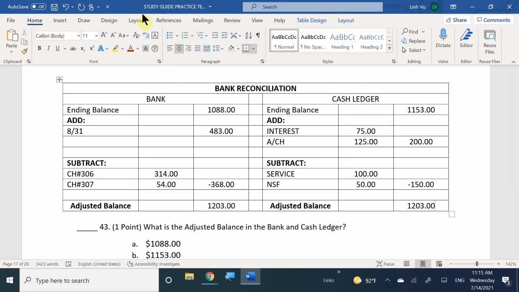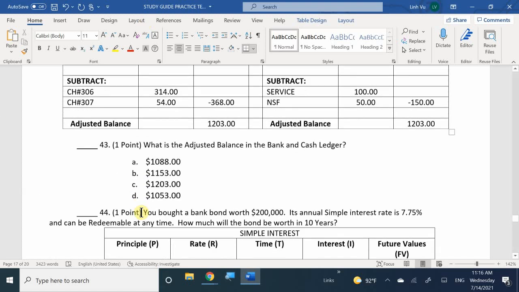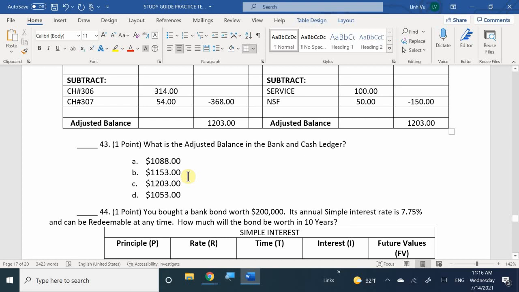This is something that's subtracting from your bank account. So in this case, oh, okay. 1203. 1203 is the answer. So here you go, C, 1203. Okay. Good.